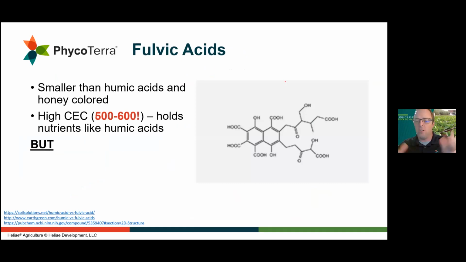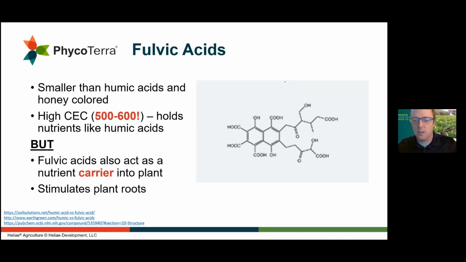But fulvic acids, they're great at holding on to things. So it has a really high cation exchange capacity between 500 and 600. So it can hold on to nutrients like a humic acid can. But the fulvic acid is really small, so that you can actually grab onto a nutrient, keep it in the root zone with a fulvic acid, and then carry it into the plant. It's a really cool way to hold on to things and bring it into the plant. That's where fulvic acids come into play.